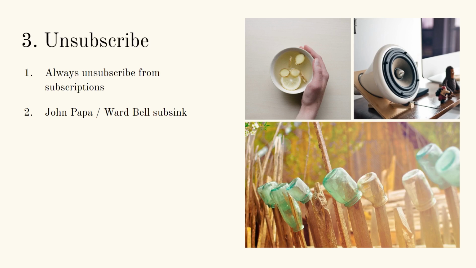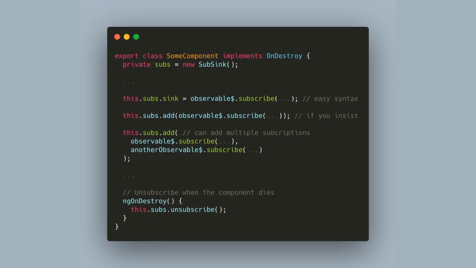There was a talk at NGConf from John Papa, and he talked about a library that Ward Bell created called SubSink. So here's an example of it. You can look at it on GitHub and see this code, and you can download this library. It's a way you can add all your observables to basically this SubSink, and then you can unsubscribe them all together at the bottom. So you can see right at the bottom in ngOnDestroy, this.subs.unsubscribe will unsubscribe from all of them, and you can just add them all in. You can add multiple subscriptions at a time and then unsubscribe them all at the bottom, and you can do this throughout your app. So it's just a quick, nice little library you can use.